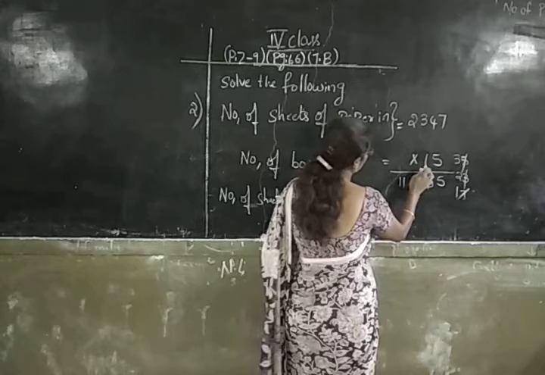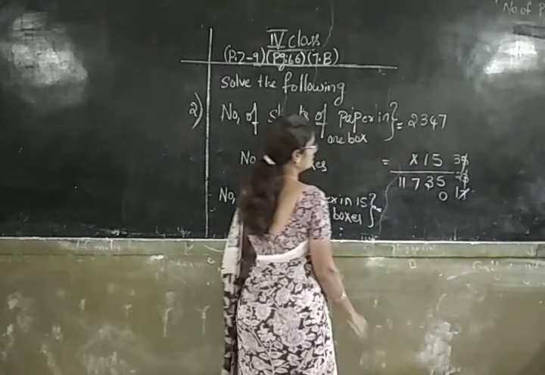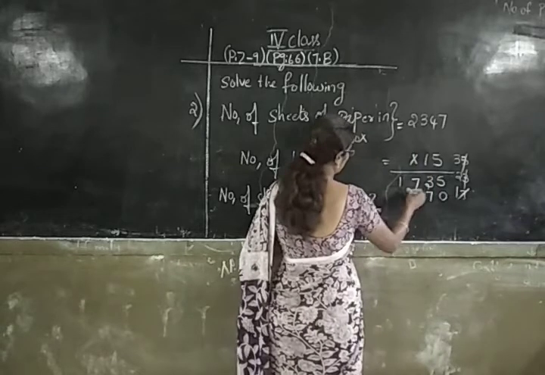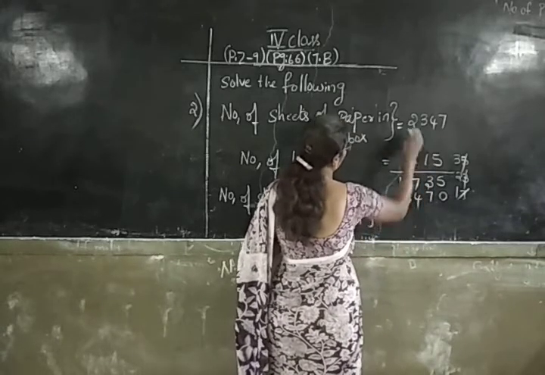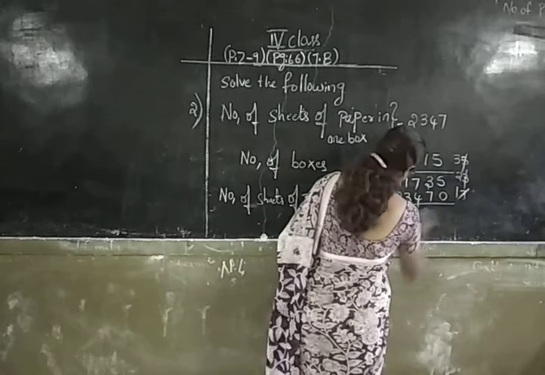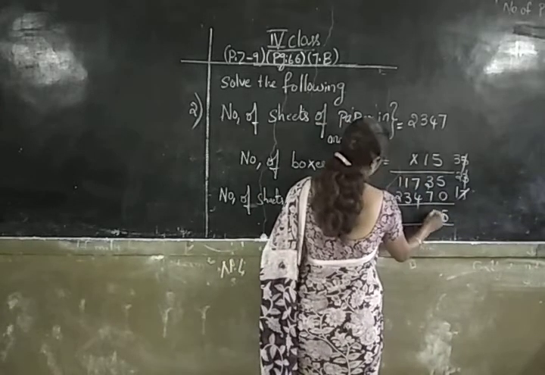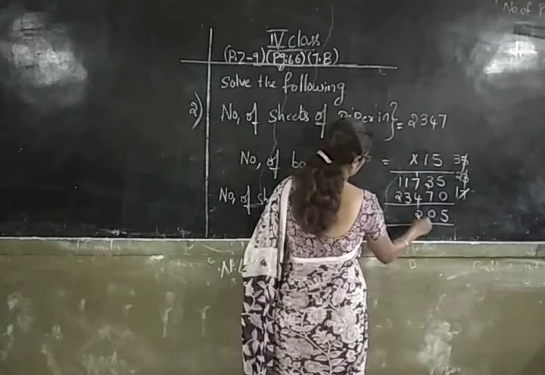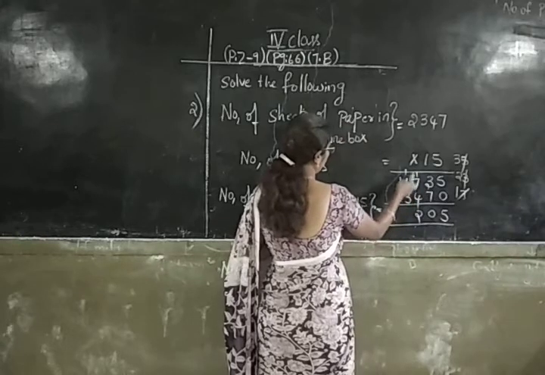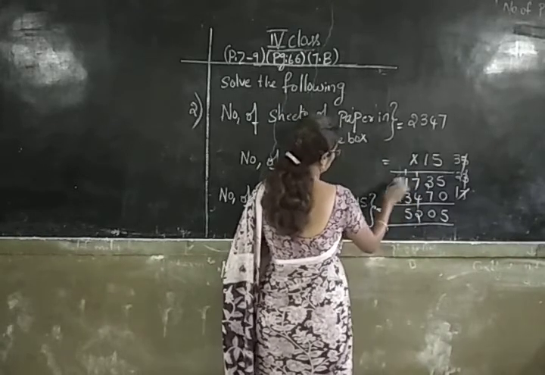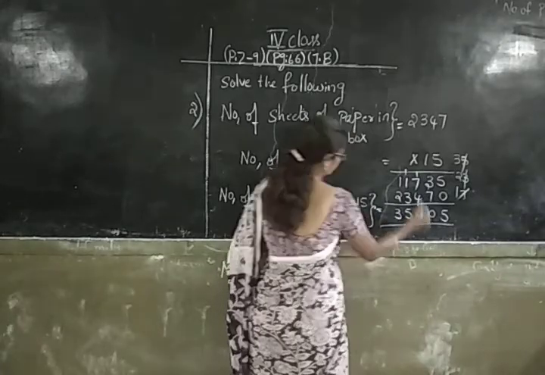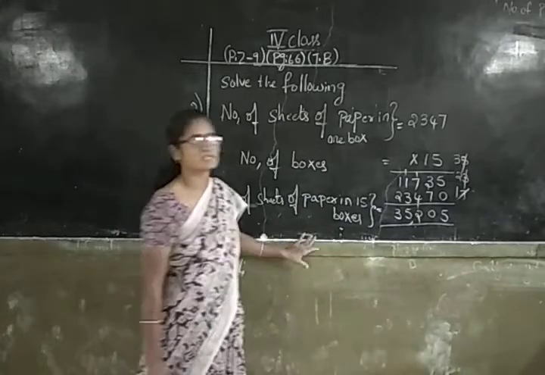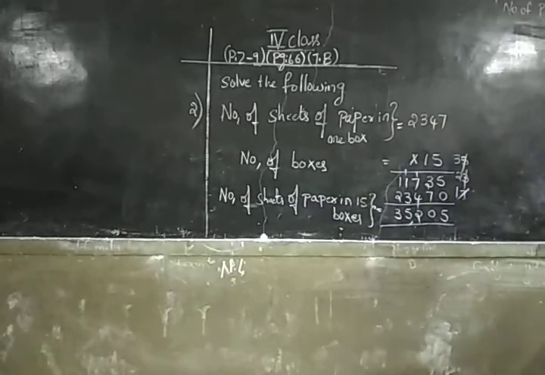Now 1 is in the 10's place, so put 0 in the 1's place. 1 seven is 7. 1 four is 4. 1 three is 3. 1 two is 2. Let us add both the numbers. 5. 7 plus 3 is 10. 7 plus 4 is 11. And 11 plus 1 is 12. 3 plus 1 is 4. 4 plus 1 is 5. 2 plus 1 is 3. So there are 35,205 sheets of paper in 15 boxes.